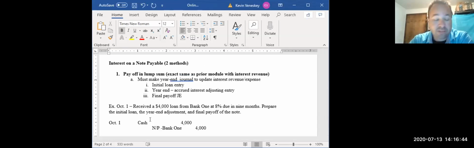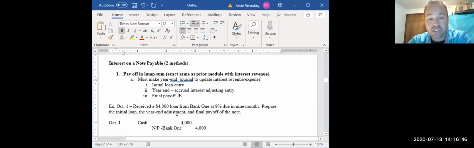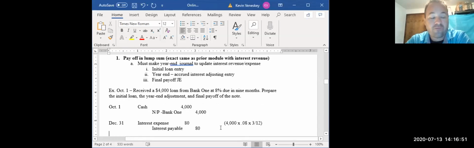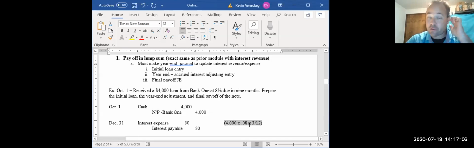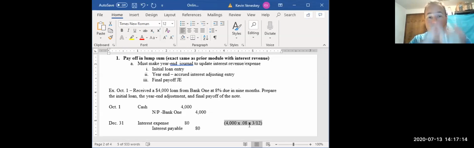Now comes December 31, we need to make the year-end adjustment. And we're going to do that the exact same way that we figured our interest revenue before. We're going to use the PRT formula, principal times rate times time, and time is always in years. So we want to calculate how much interest has accrued from October 1 to the end of December. In that case, we've got 3 full months, all of October, all of November, and all of December. So that's why the time here is 3/12.